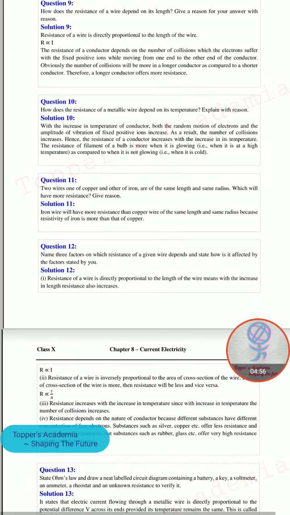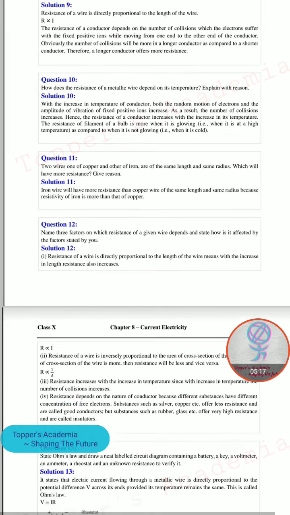Moving to question number 11. Two wires, one of copper and the other of iron, are of the same length and same radius. What will have more resistance? Give reason. Iron wire will have more resistance than copper wire of the same length and same radius because the resistivity of iron is more than that of copper.